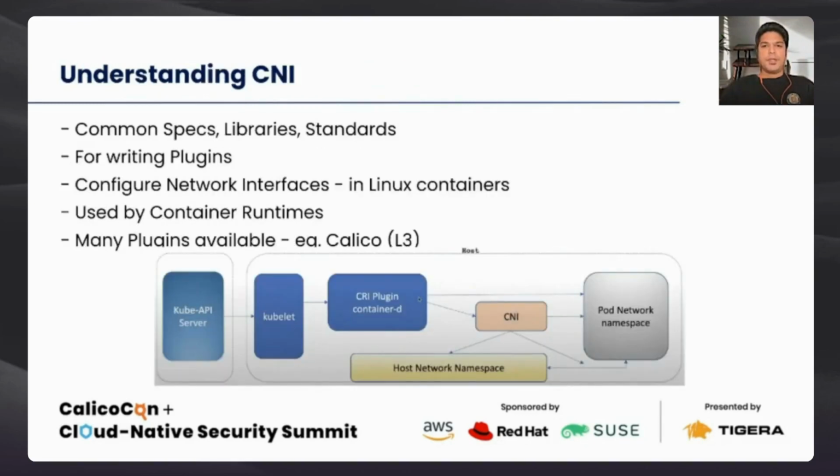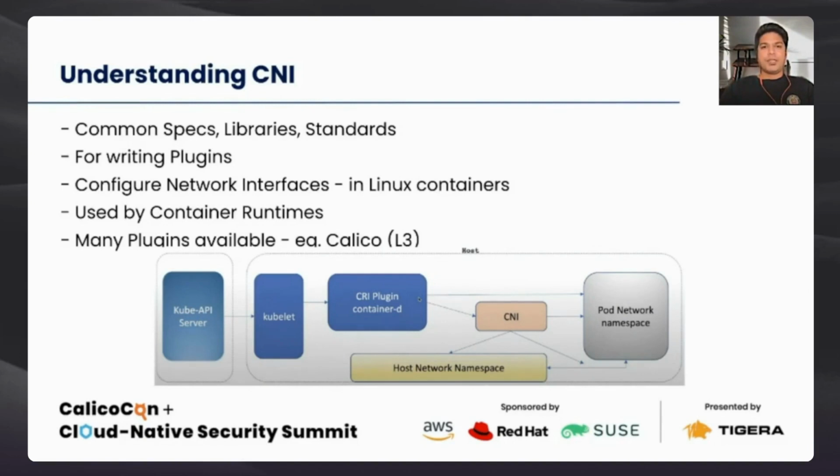In order to implement a Kubernetes networking model, Kubernetes introduced CNI, the Container Network Interface, which is nothing but a common set of standards, specifications, libraries, etc., which is managed by CNCF. CNI basically is a common spec for writing CNI plugins.